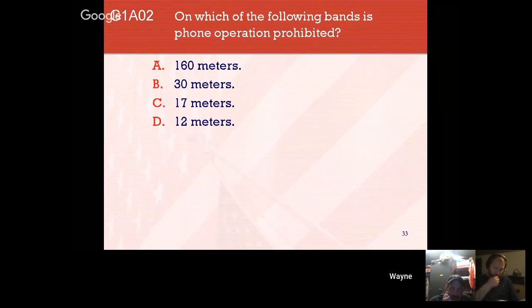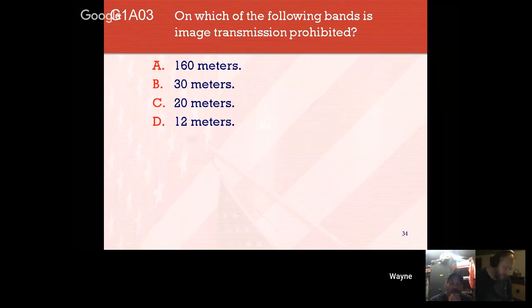On which of the following bands is phone operation prohibited? Well, 30 meters, again, is that band that's reserved for CW and data. Which of the following bands is image transmission prohibited? Again, 30 meters. You don't want to do image transmission or facsimile on 30 meters. It is, again, a shared band with government, and they have priority.